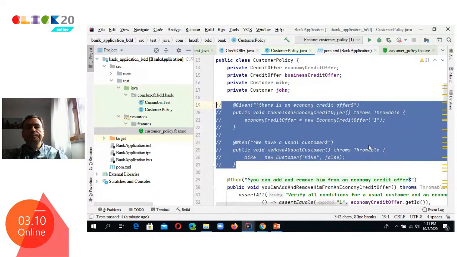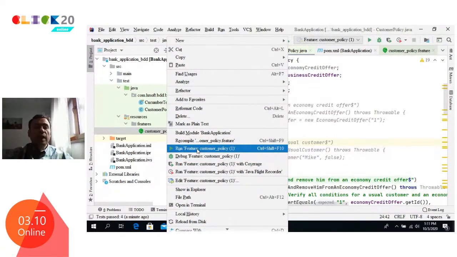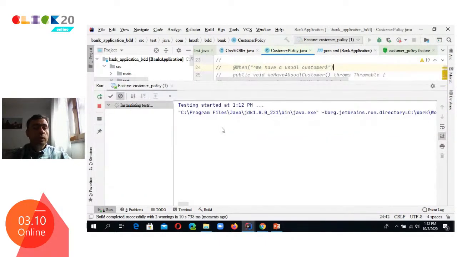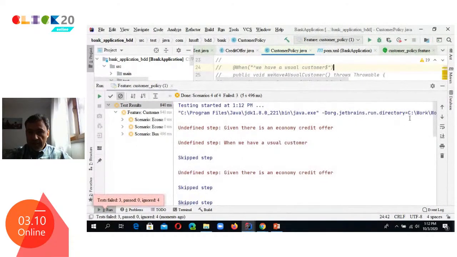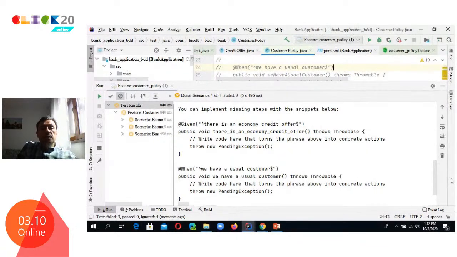Let's show that. Here we are removing, for the moment, of course, two of the methods, and we presume that we are at some time during the development of this feature, maybe at the beginning. We execute this feature. As we were seeing earlier, the scenarios do not execute. And look here, Cucumber is telling us we have to implement the missing steps with the snippets below.